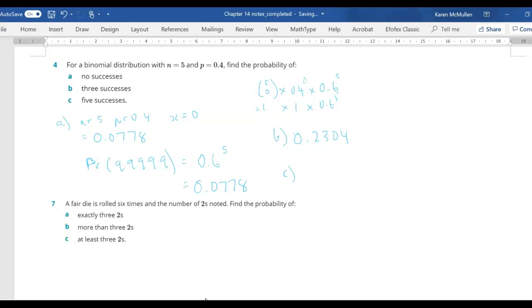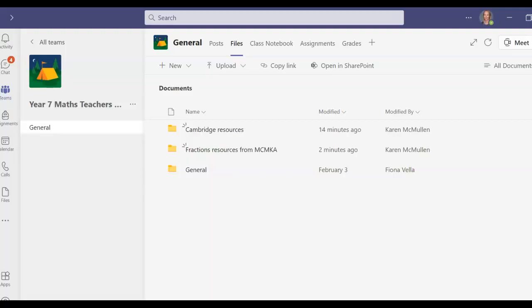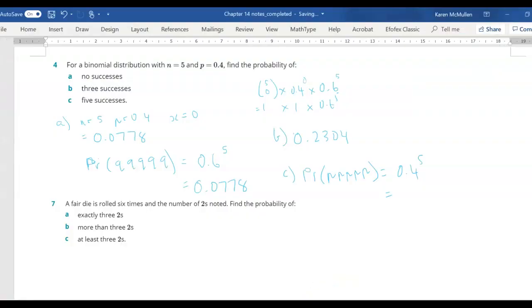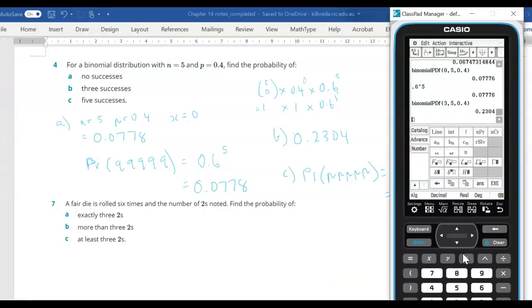And question C, okay, so it's kind of like the same as no successes. We want 5 successes. So we want P, P, P, P, P. So the probability of success is 0.4 to the power of 5. That gives 0.0104.